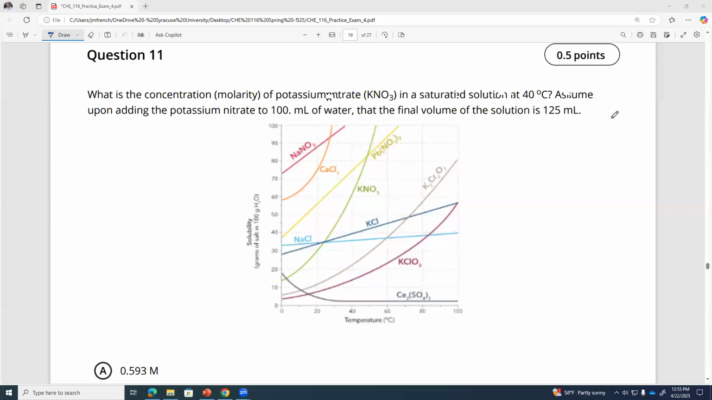Yeah, so question 11. Saturated potassium nitrate, is the molar mass of potassium nitrate like 71? Can somebody Google that for me? 101? Okay. It was something one. So at 40 degrees Celsius, right, we're going to go over to that chart. At 40 degrees, we go up to what, like 60 grams in 100?